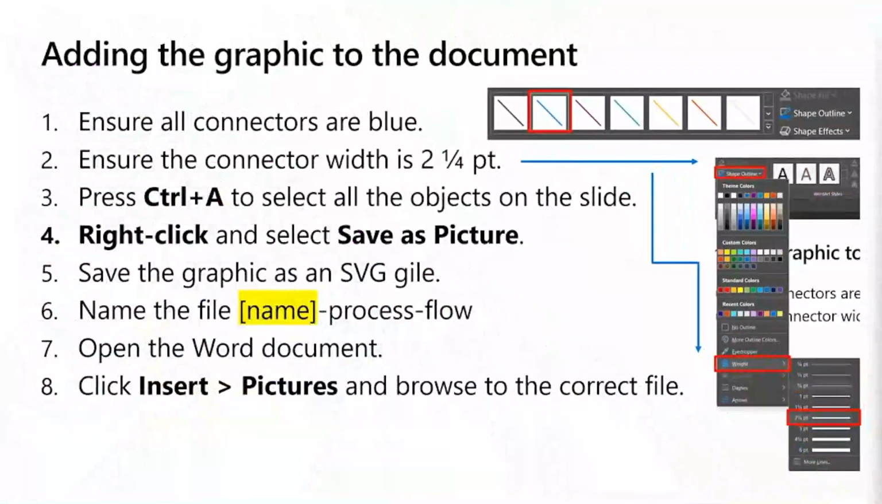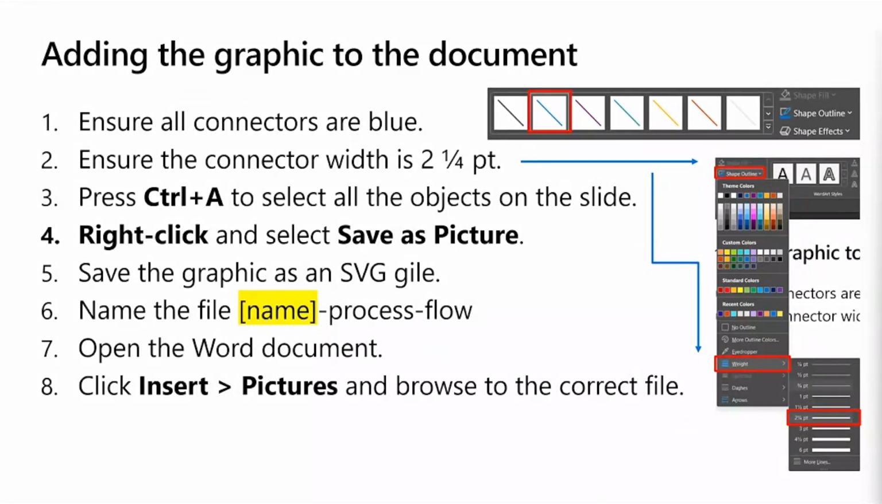So when you're done creating your graphic, whether you create that in PowerPoint or Visio, you'll want to make sure that all of your connectors are blue. We want our connector width to be 2 1/4. And then what you can do is highlight all of the objects. The easiest way to do that is to press Control A, and that works in either Visio or in PowerPoint. And then you're going to right click with your mouse and select Save as Picture.